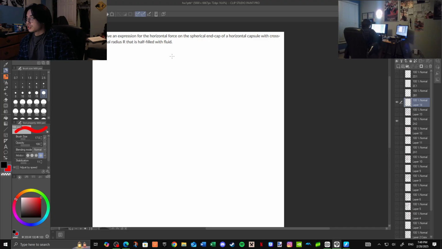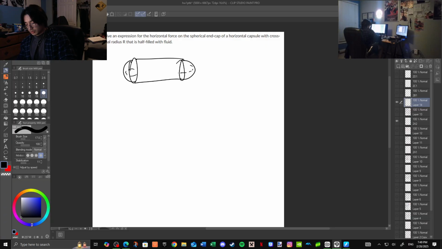Derive an expression for the horizontal force on the spherical end cap of a horizontal capsule with cross-sectional radius r that is half filled with fluid. So this is going to be the exact same figure as the last problem. Let's draw it real quick. And this again will have half of it filled with fluid. It has a cross-sectional radius of r. Only this time we're finding the sum of the horizontal forces.